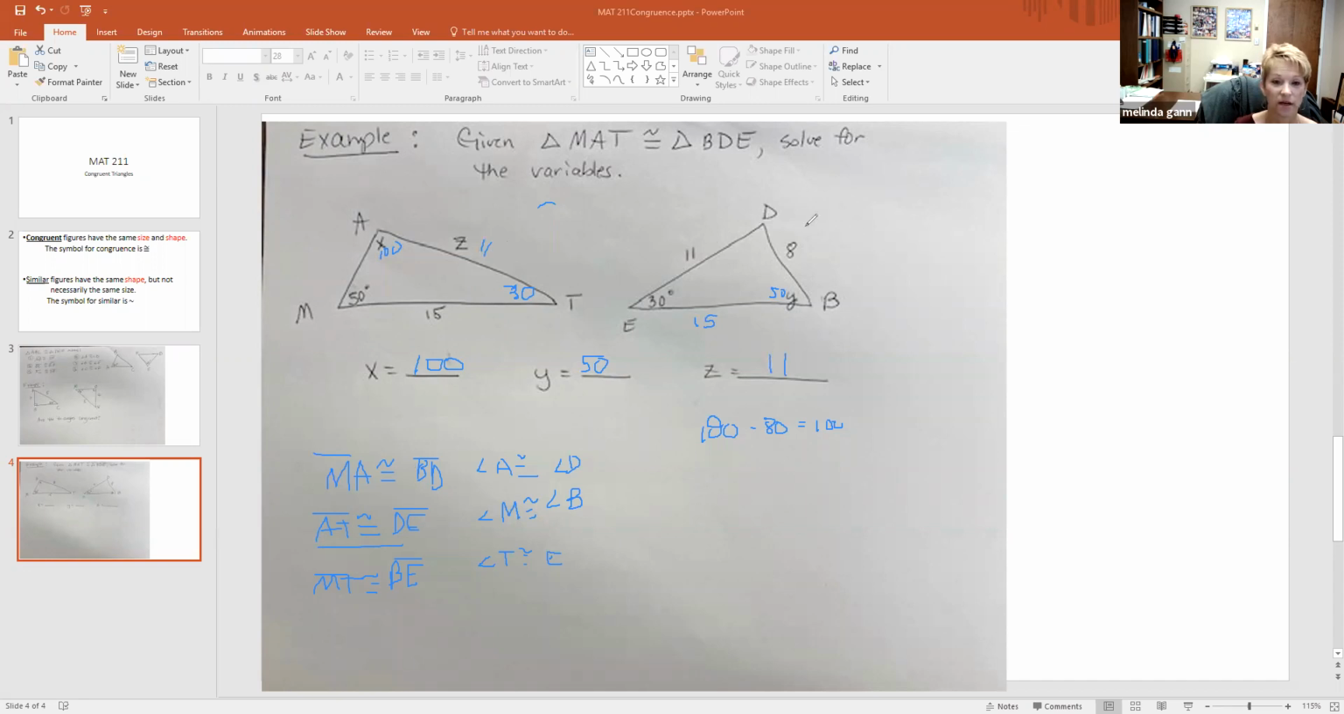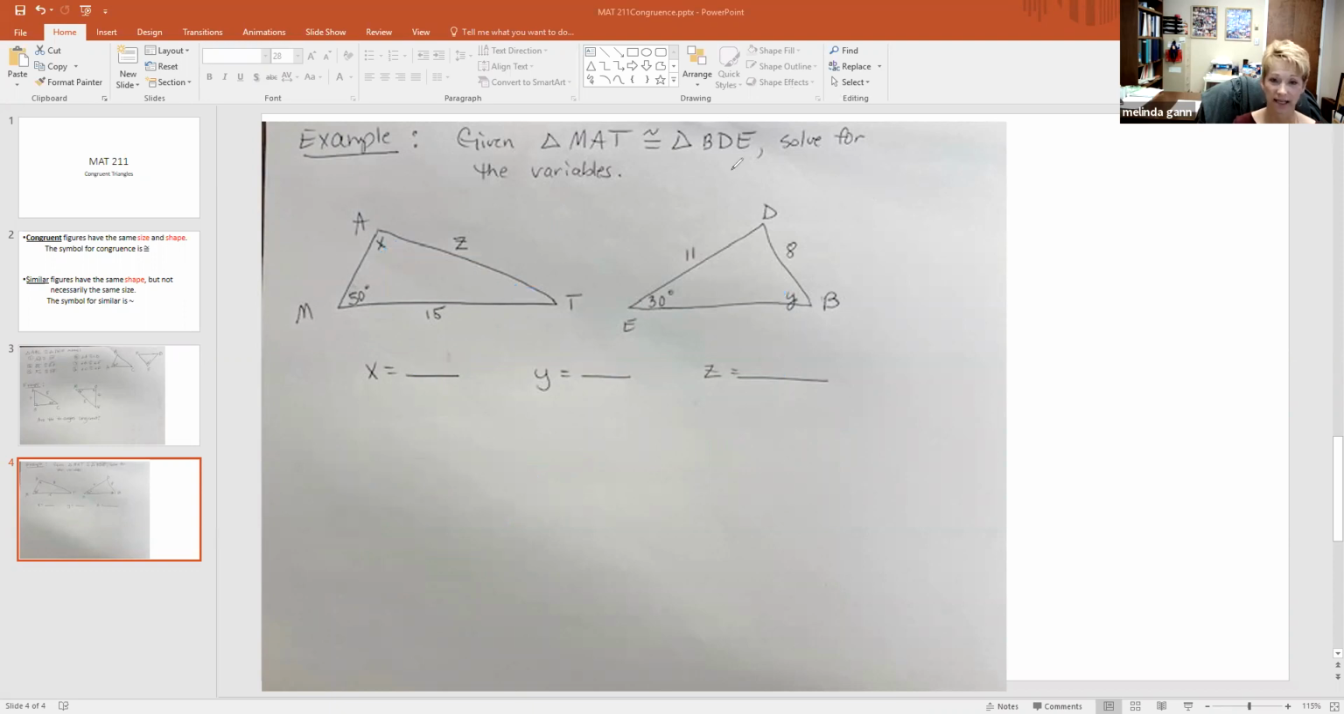Now look what else you would know that they didn't ask. DB is 8. What does DB have to match? DB has to match MA. So if this one's 8, that one would be 8, but they didn't ask me that. So the order of these things makes a difference.